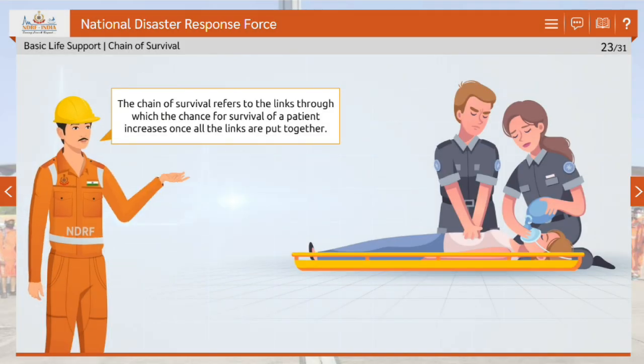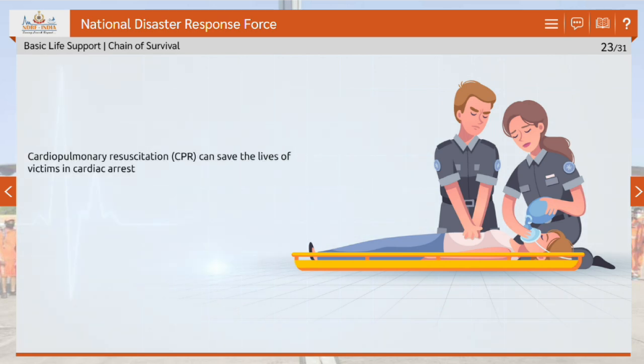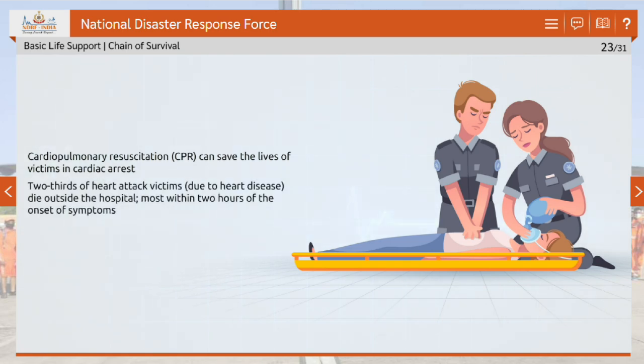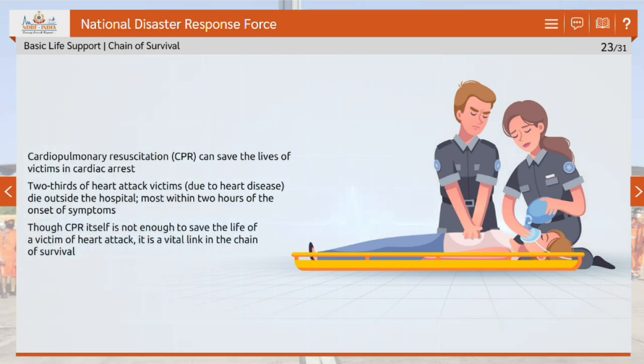The chain of survival refers to the links through which the chance for survival of a patient increases once all the links are put together. Cardiopulmonary resuscitation, or CPR, can save the lives of victims in cardiac arrest. Two-thirds of heart attack victims, due to heart disease, die outside the hospital, most within 2 hours of the onset of symptoms. Though CPR itself is not enough to save the life of a victim of heart attack, it is a vital link in the chain of survival.